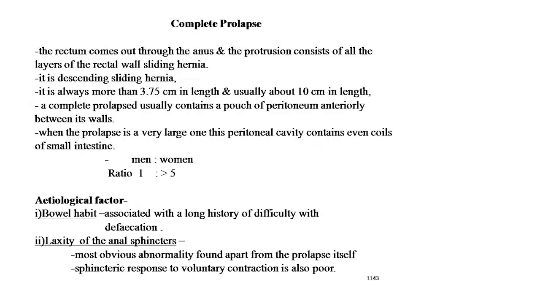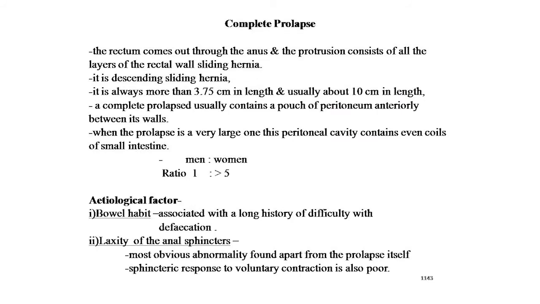Now the complete prolapse, that is called procidentia. In this condition, the rectum comes out through the anus and the protrusion consists of all the layers of the rectal wall. It is a descending sliding hernia. It is always more than 3.75 cm in length and usually about 10 cm in length. If palpated between a finger and the thumb, double thickness of the entire wall of the rectum can be palpated.